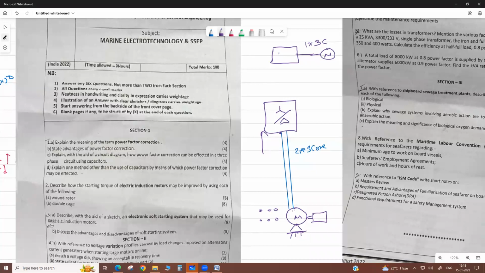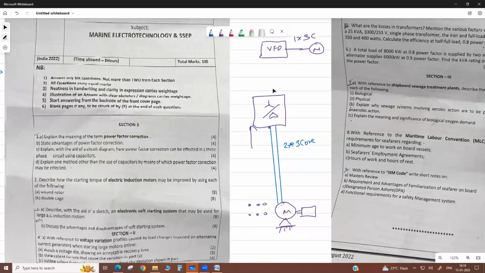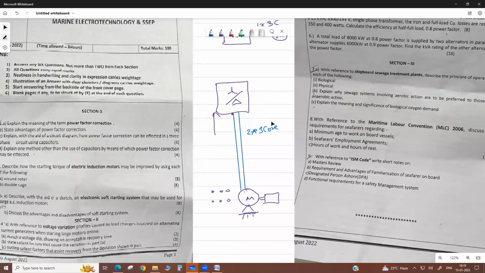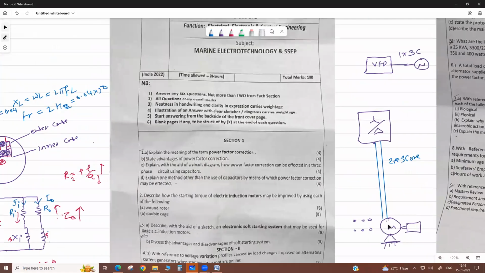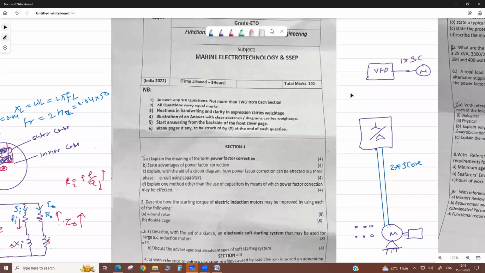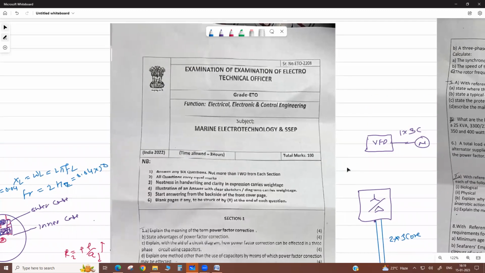Got it? Sir, can you explain once more the two-run cable? Tell me, what are you asking? Why we require 2 run cable? Hello? Yes, sir. Yes, that is what I am explaining now, how we convert, change the connection. I think you have not seen the star delta starter practically.